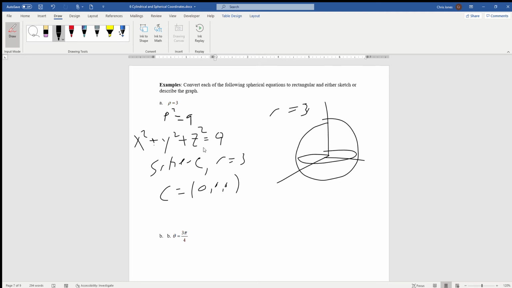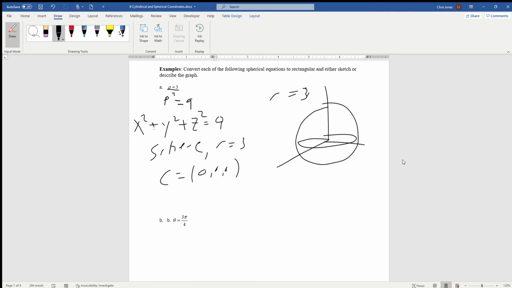All right, so that's a pretty easy one. If you ever have rho equal to a constant, automatically that's a simple way to write a sphere in spherical coordinates. Really nice and easy, rather than having x squared plus y squared plus z squared.